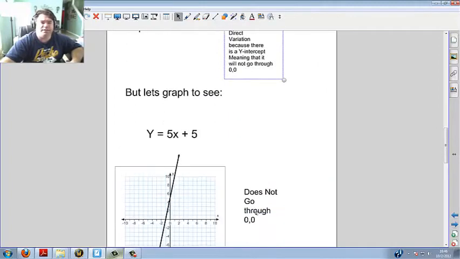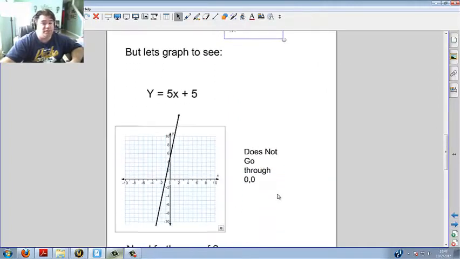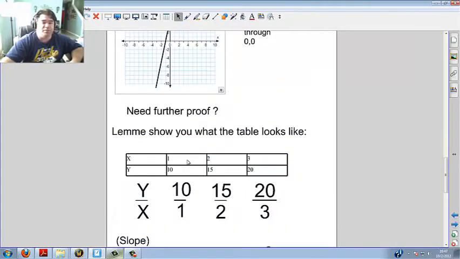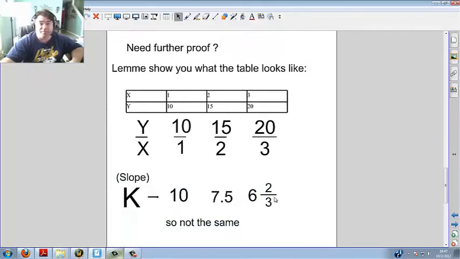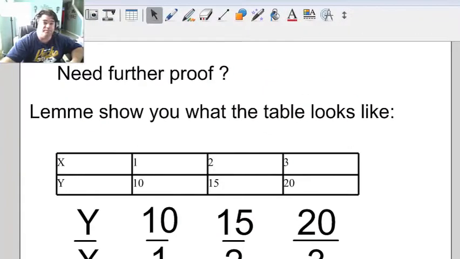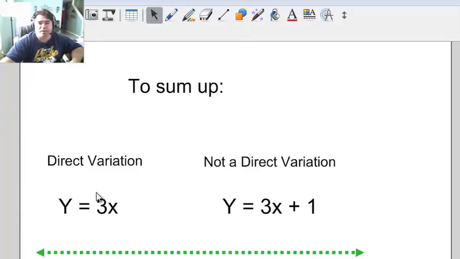But let's just graph and see. Notice it doesn't go through 0, 0. Now I'm going to plug these tables in, and notice now 10 divided by 1, 15 divided by 2, 20 divided by 3. The k is all screwed up because it's not direct variation. To sum up, direct variation, just slope and y. Not direct variation, any intercept at all.